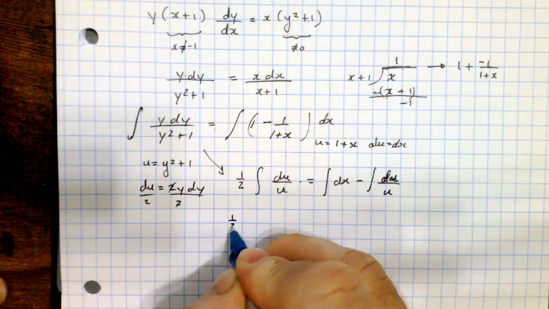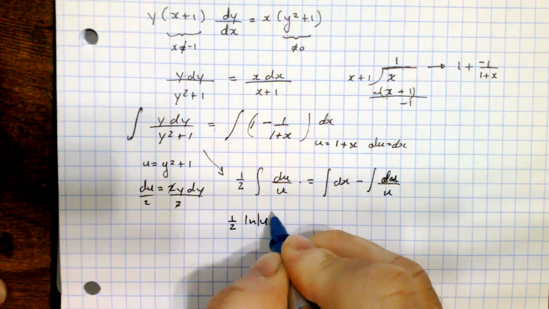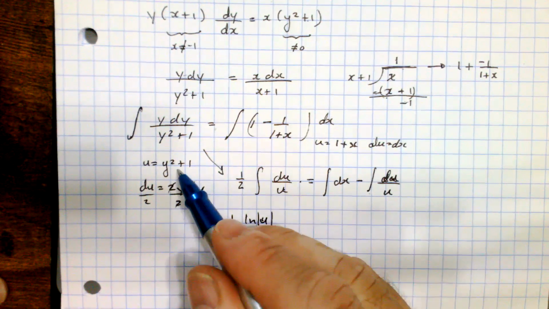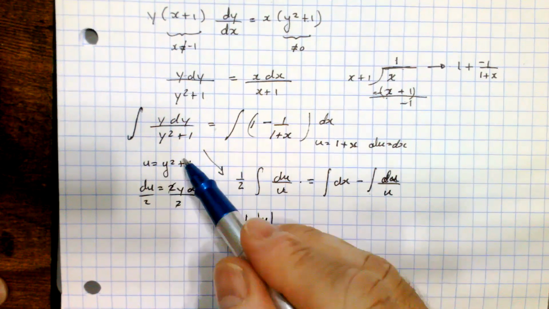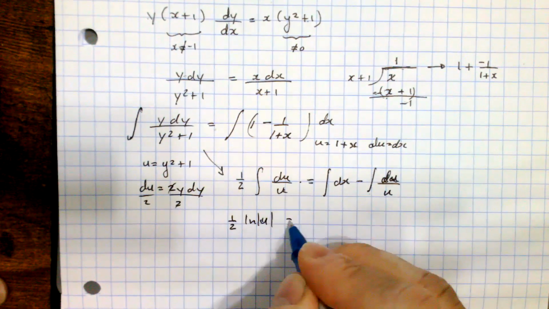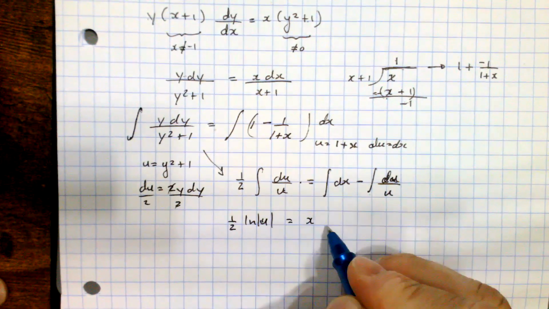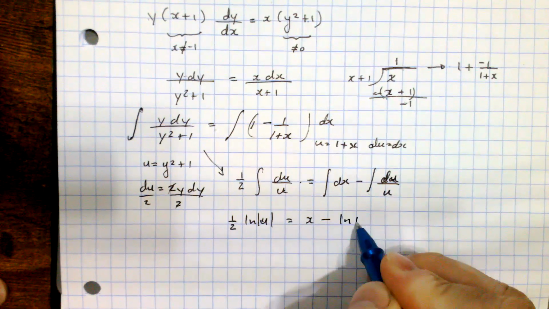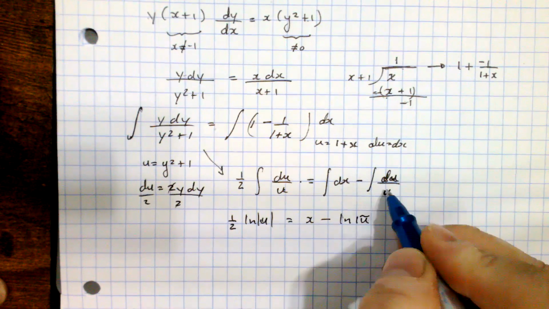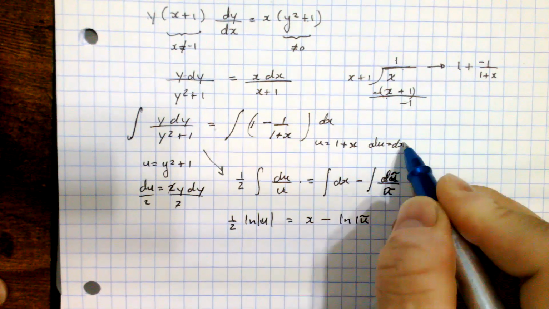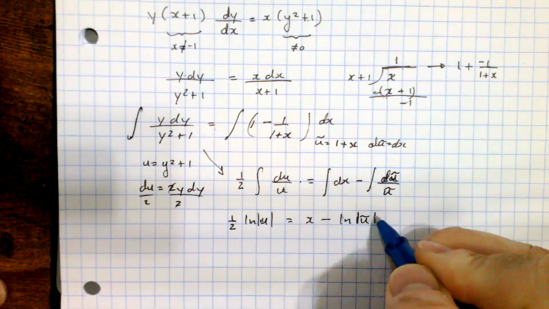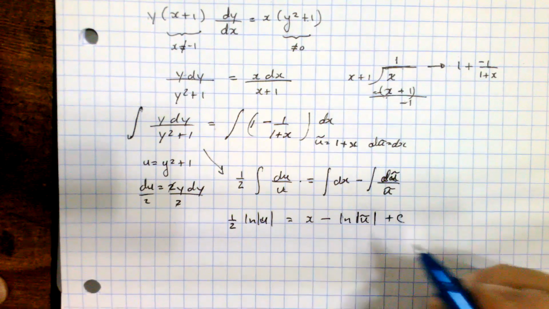So this is 1/2 natural log of u in absolute values. And I can drop the absolute values here because y squared is positive and we're adding 1 to it, so this is always going to be positive, but just for the sake of completeness. This is going to be x here minus the natural log absolute value of u, call it like u tilde or something, just to indicate that it's a different u, plus some constant of integration.